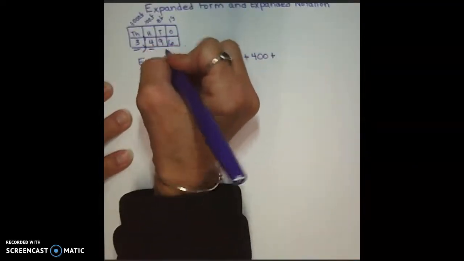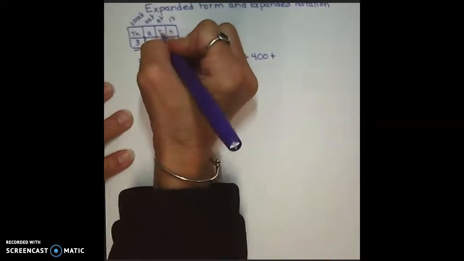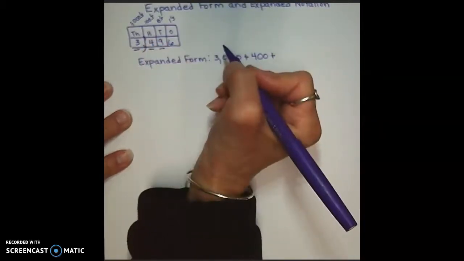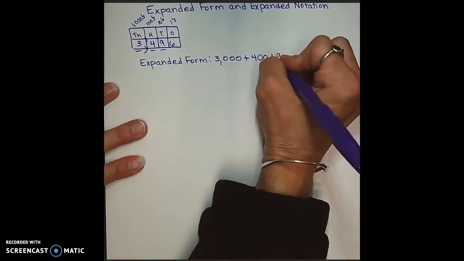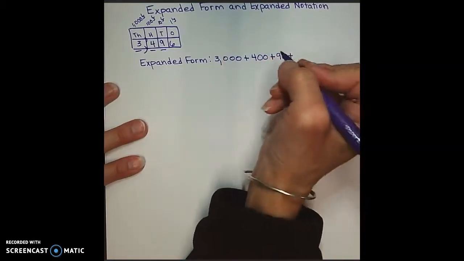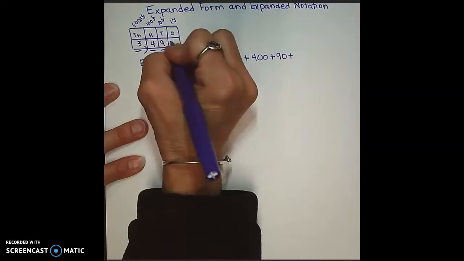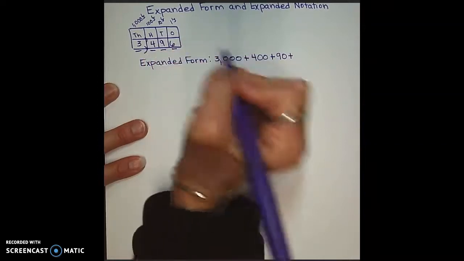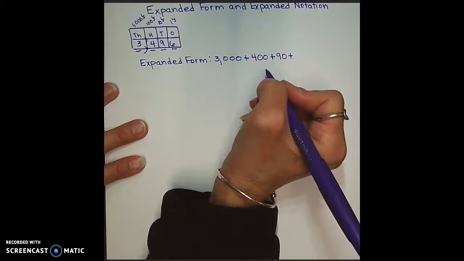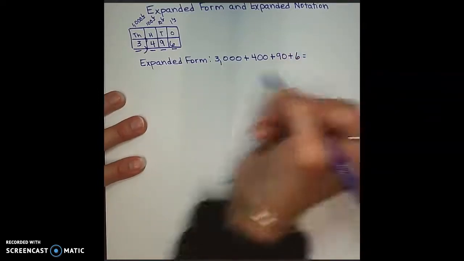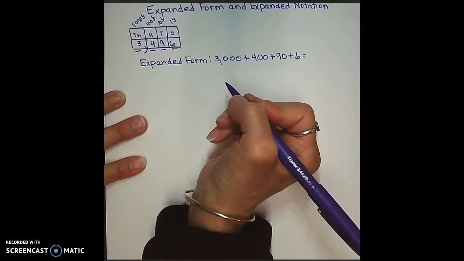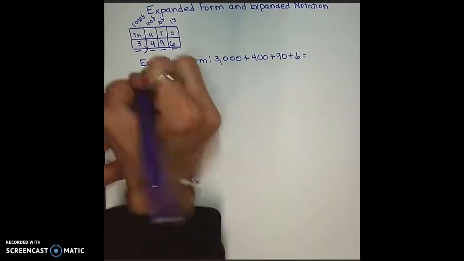Plus my tens place. I have 9 tens. So I go 10, 20, 30, 40, 50, 60, 70, 80, 90 is the value of my tens place. Plus my ones place. I have a 6 in my ones place. That tells me the value of my ones place is 1, 2, 3, 4, 5, 6. And that is decomposing my number into expanded form.